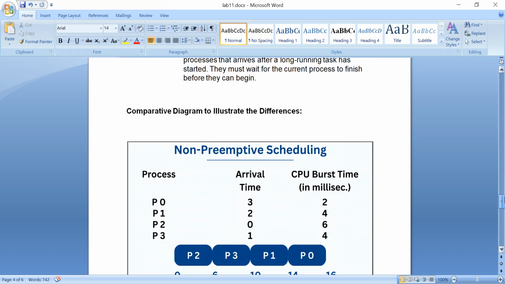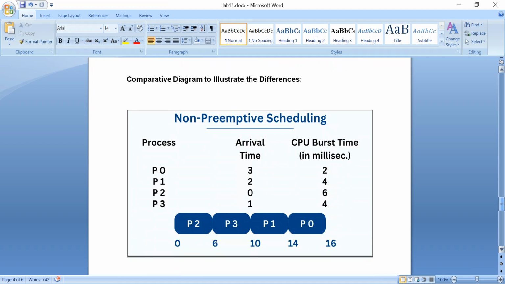So, here comes the non-preemptive scheduling, where there is no process interruption, everything will be smooth. On the left-hand side, you can see there are processes, then there's an arrival time, and there's a CPU burst time. CPU burst time is how much time it will take to complete the task. And this is the turnaround time, how much time in total it will take.